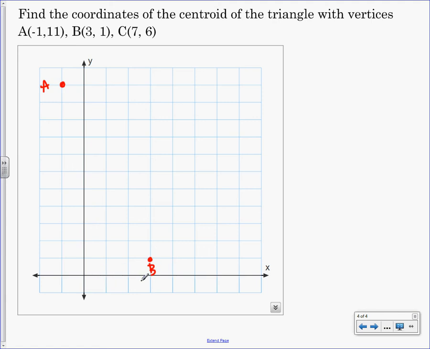Wait, 1, 2, 3, 4, 5, 6, 7. 1, 2, 3, 4, 5, 6, C. Okay. We'll pretend those are straight.